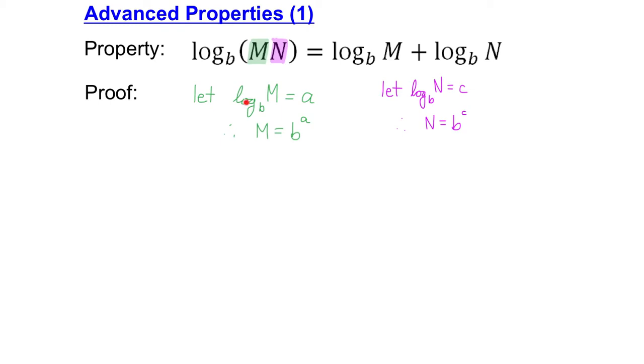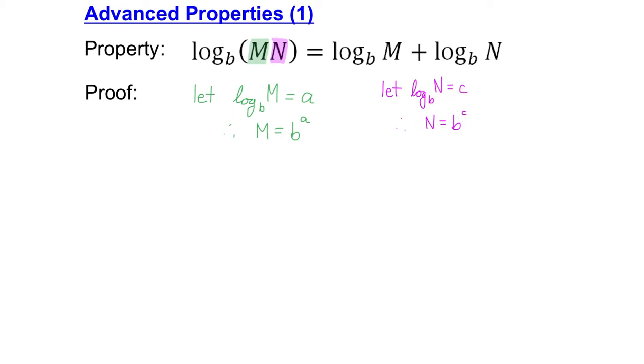First, I'm going to say that log base b of m is equal to some number, I'm going to call it a, just to simplify this. So if log base b of m is equal to a, then if I put that into exponential form, m equals b to the exponent a. We're going to keep that in mind as we go forward. I'm going to do a similar thing here. Let log base b of n equal some number c. So we're just using a different label. But if I write that in exponential form, n is equal to b to the exponent c.